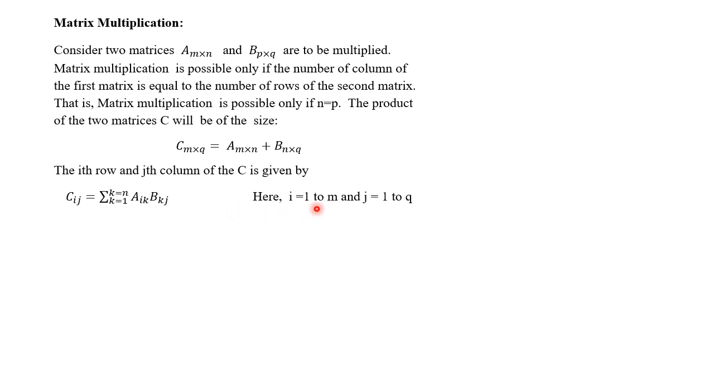Here i is the row number of the first matrix. It will run from 1 to m. And j is the column number, the column variable, for the B matrix. It will run from 1 to q. And k will run from 1 to n.